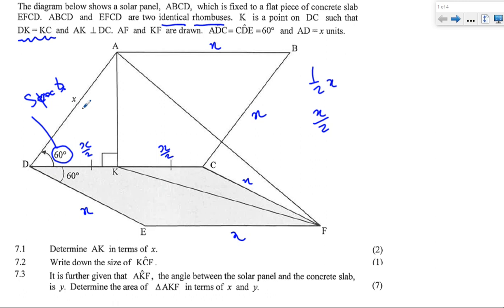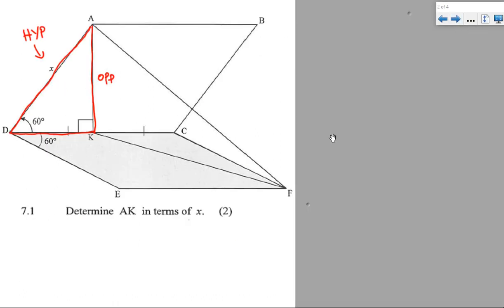So let's look at the first question, 7.1. In 7.1, look at the mark scheme. It's 2, so it's going to be obvious. A little bit of thinking is required. It says determine AK in terms of x. Right, now AK is found in this triangle AKD.